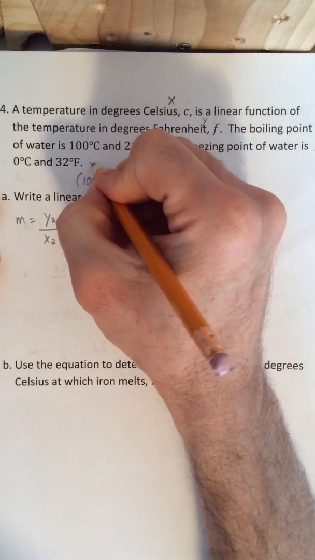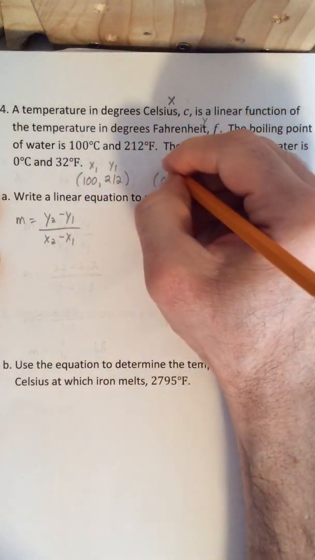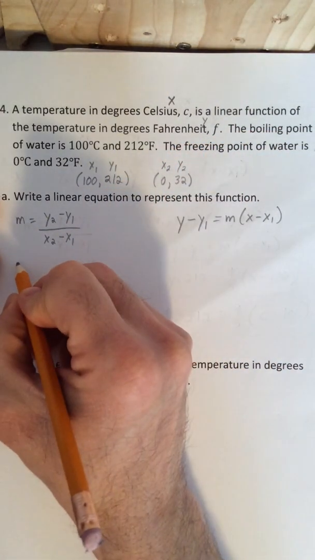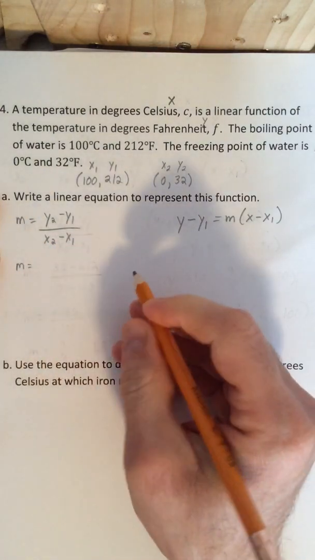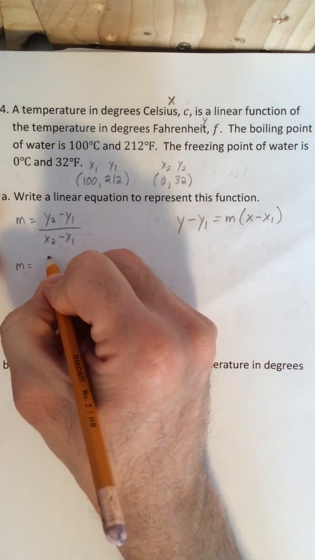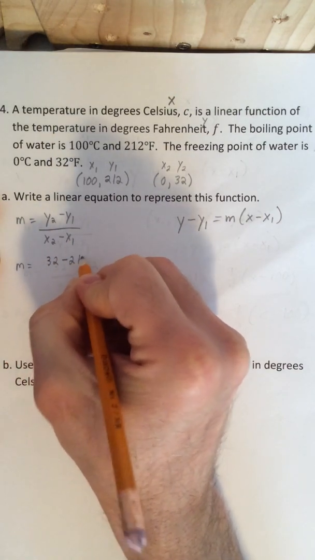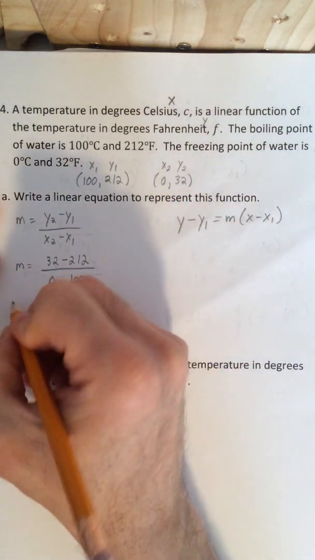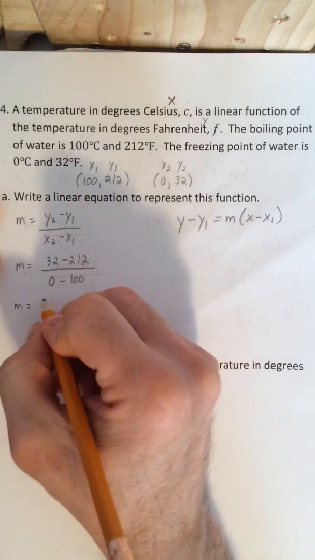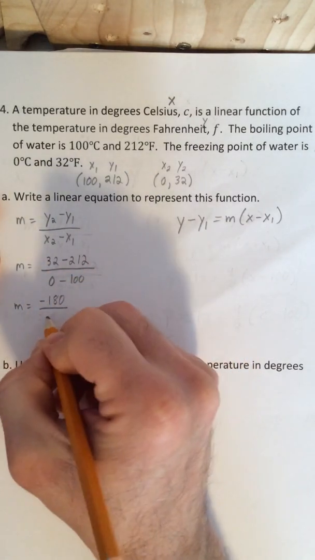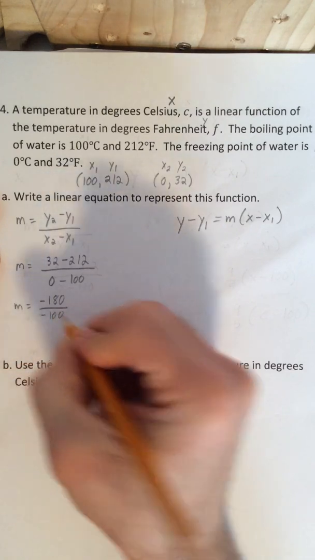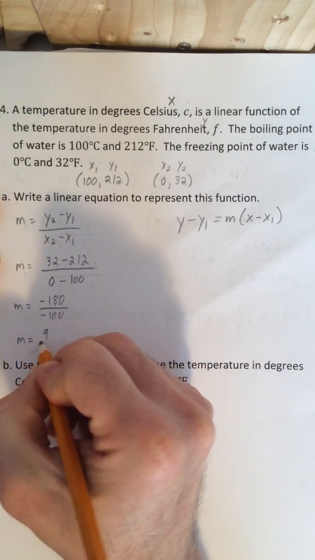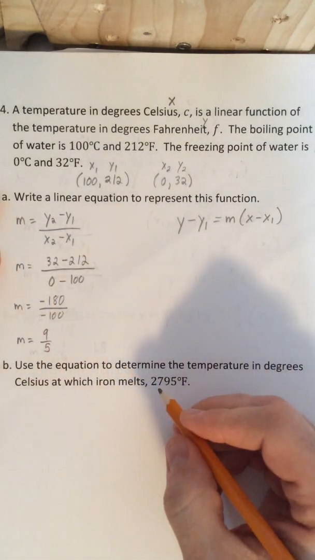So if I look at these 2 points, if I call this x1 and this y1, and this second point x2 and y2, then I can substitute this information into this slope formula to find the slope. And the slope will be this, 32 subtract 212 for the change in my y's, and 0 subtract 100 for the change in my x. And when I subtract these, I get negative 180 divided by negative 100. And this fraction can be simplified to a positive 9/5 since it's a negative divided by a negative.